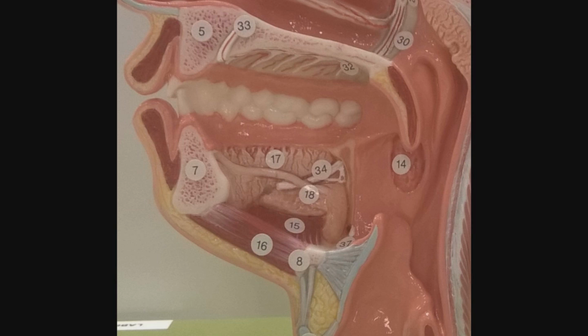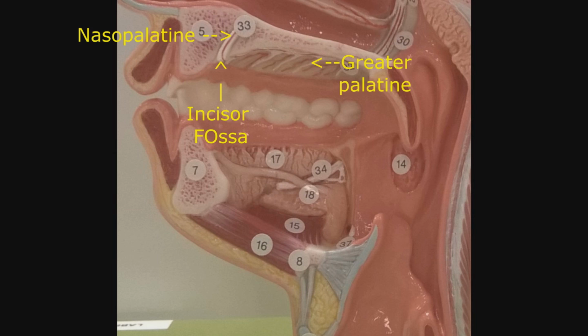Within the oral cavity, we can observe the hard palate, which is innervated by the greater palatine nerve, which goes in an anterior direction towards the incisive fossa, where it crosses into the nasal cavity to make a plexus with the nasopalatine nerve.